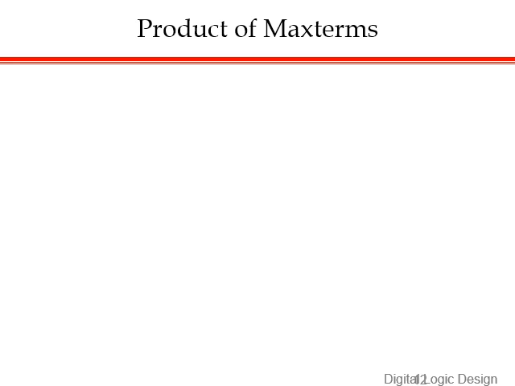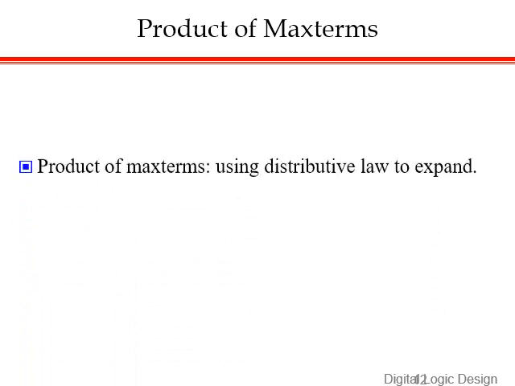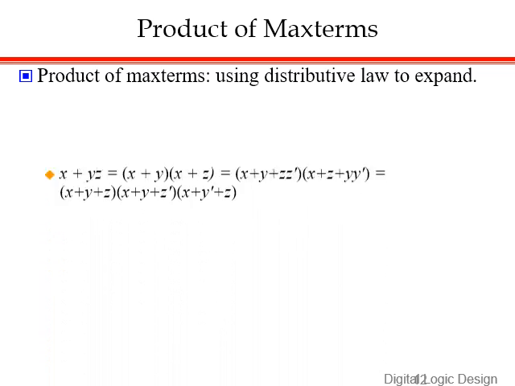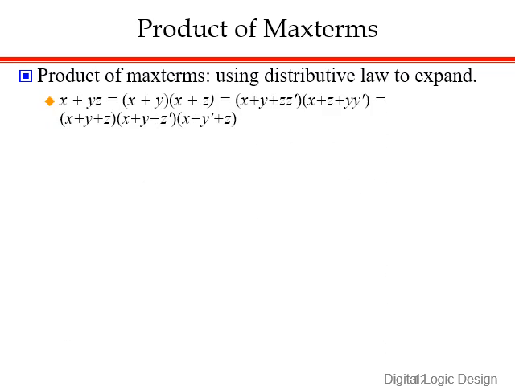Also a function can be expressed in product of maxterms form. So you will use the distributive law to expand. For example, you have x plus yz. You will write x plus y into x plus z, and then you will look for the missing term. Here z is missing, and you will add z times z prime, because z into z prime is equal to 0. Also in the second term, x plus z, y into y prime is missing, and you will add y times y prime.